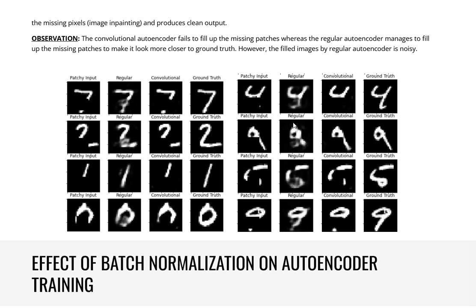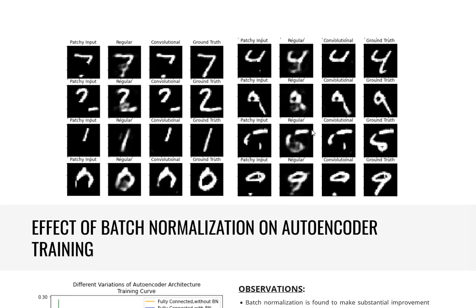And the 9 is kind of blurred or noisy, but still it tries to make some sort of a sensible prediction. And the same applies to the 5 and the 9 that you have at the end.